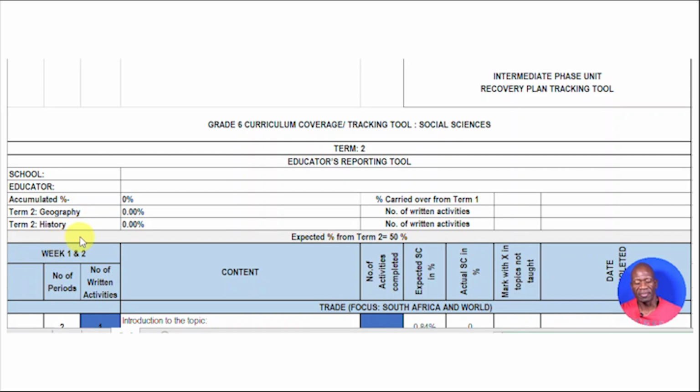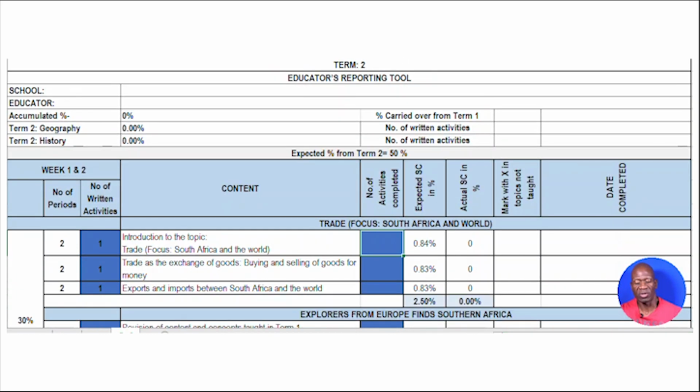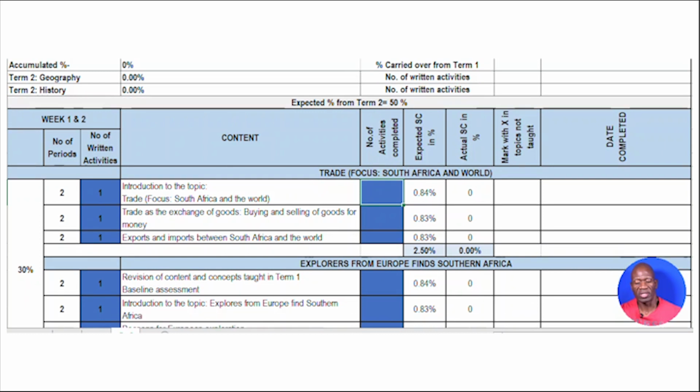This is the portion where it speaks to the weeks. We have week 1 and 2. Then here we're going to have the number of periods that we have in that particular week. I'm going to scroll so that we can see.